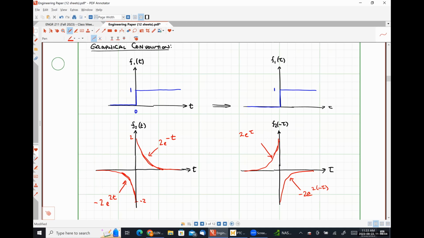So now that we have some understanding of what's going on, we're going to talk about our process. Okay? So this is the one that we reversed in time, so it's the one that we're going to be sliding around in the graphical convolution process. So I like to start from effectively the negative side of the time axis and then slide to the right. Okay? So let's first look at what's going on when t is less than 0.